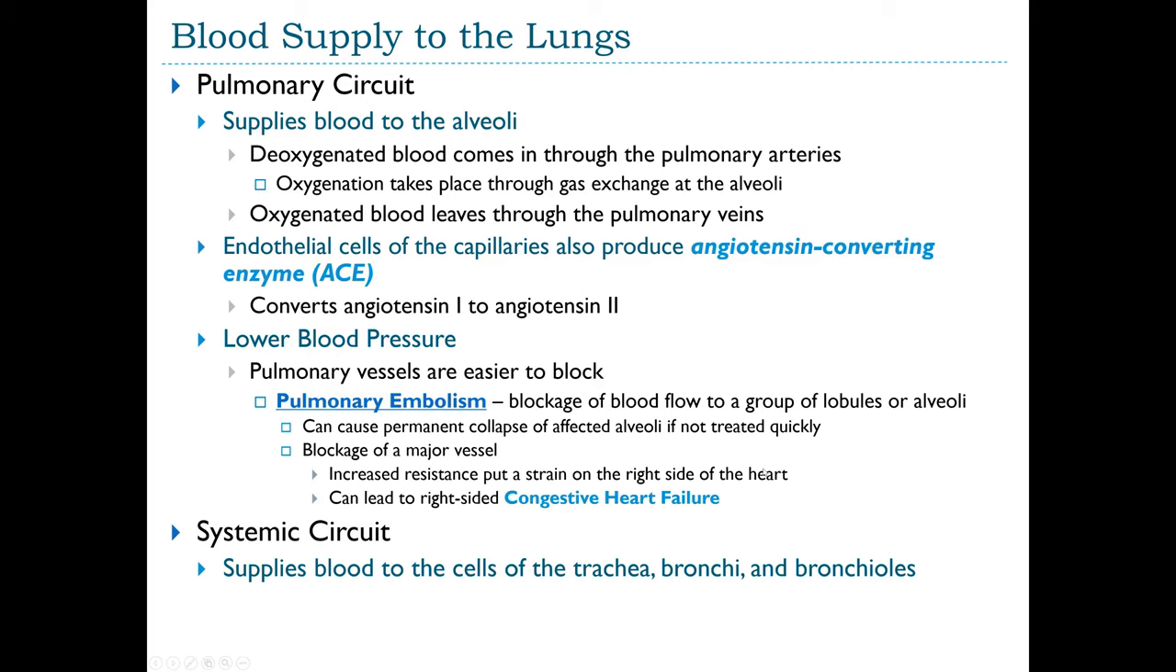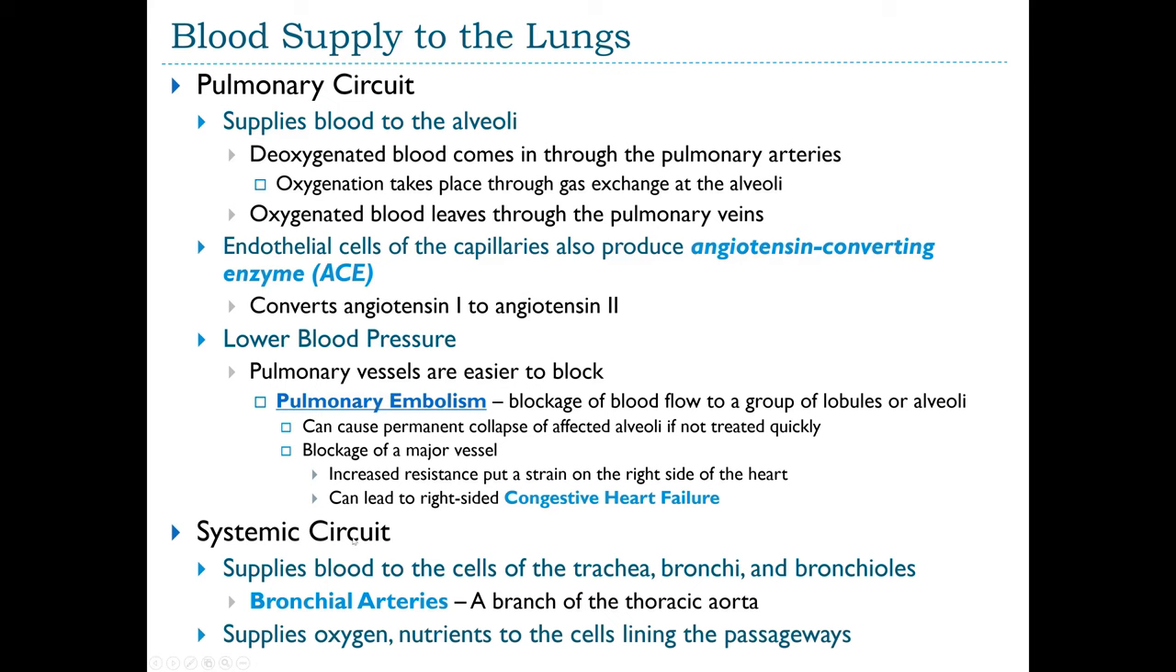So the blood supply to the lungs also includes part of the systemic circuit. Keep in mind, the pulmonary circuit is only delivering blood to the alveoli for the purpose of oxygenation. But there are cells in the lungs other than the alveoli. There are cells that make up the trachea, the bronchi, and the bronchioles, and then all of the connective tissue between all of these different passageways. And so all of these cells get their blood from the systemic circuit, and these come into the lungs through the bronchial arteries, which is a branch of the thoracic aorta.